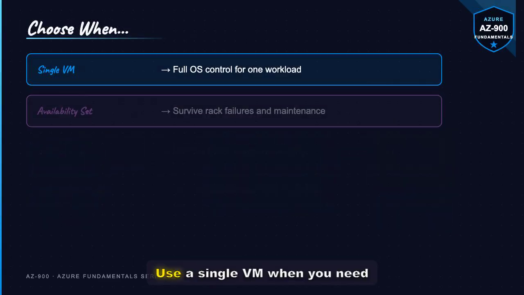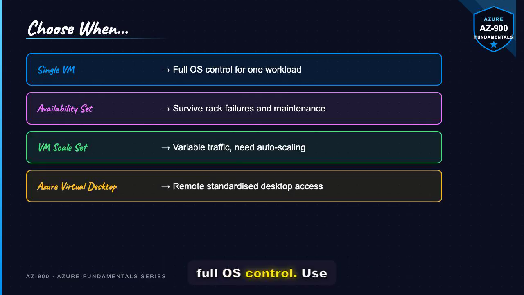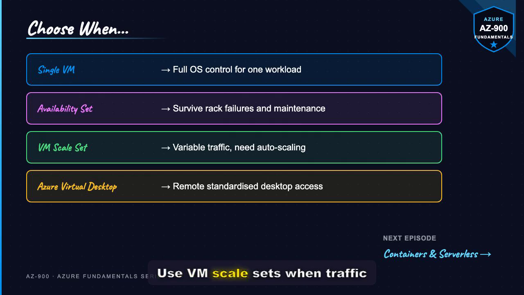Here's how to decide. Use a single VM when you need full OS control. Use availability sets to survive hardware failures and planned maintenance. Use VM scale sets when traffic is variable. And use Azure Virtual Desktop for remote standardized desktop access. Next up, containers and serverless.